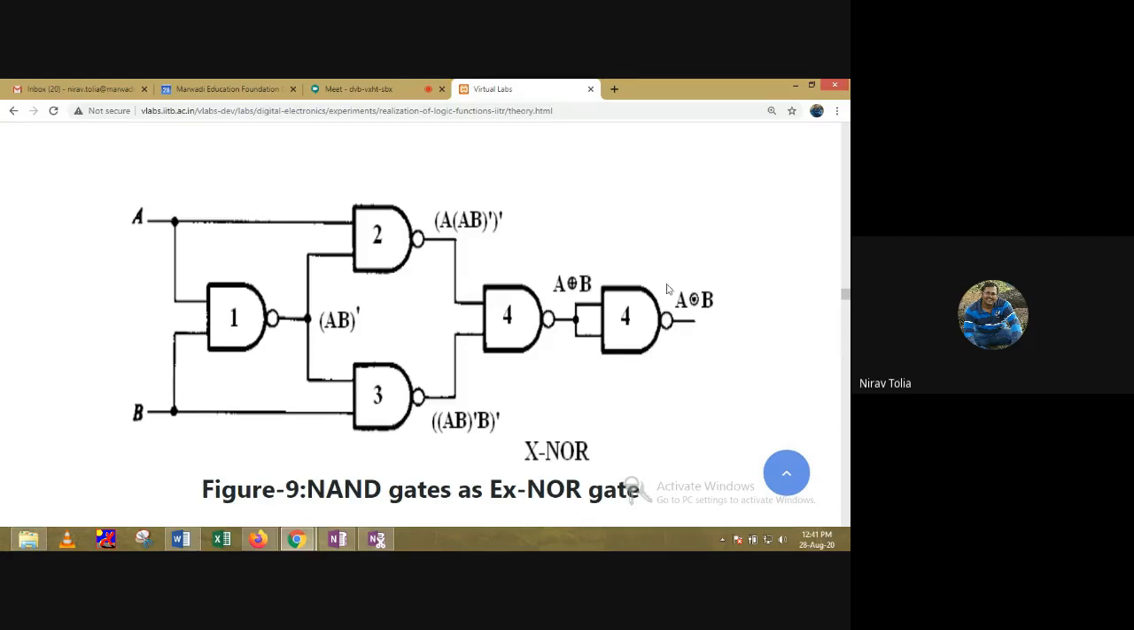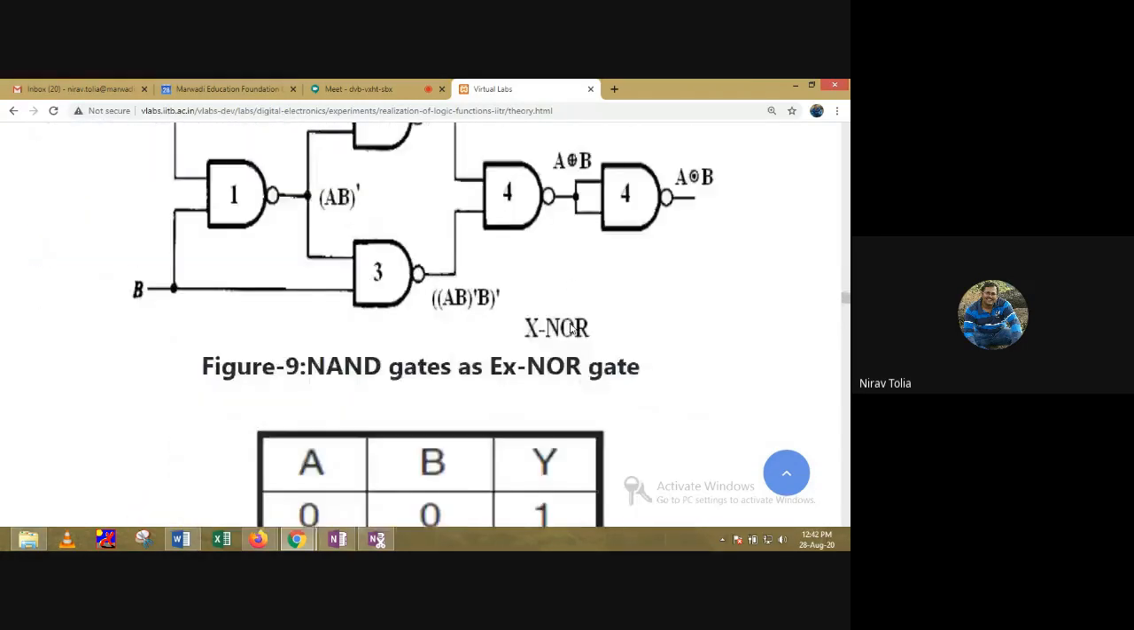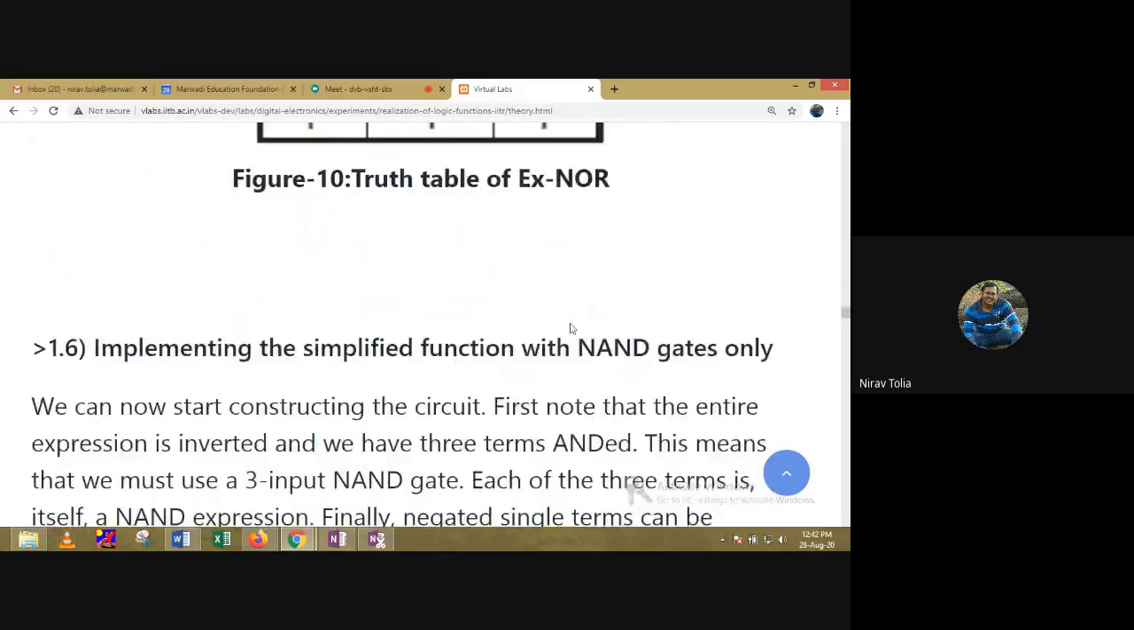So this NAND gate works as a NOT gate. We are connecting a NOT gate at the output of the exclusive OR gate, so it works as the exclusive NOR gate. Again, there are lots of things you have to derive by using Boolean expressions.